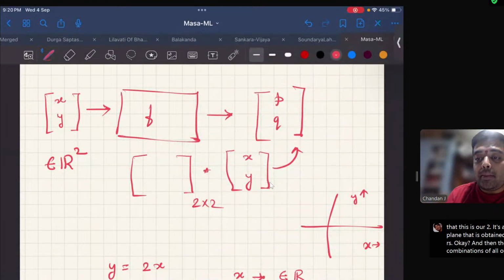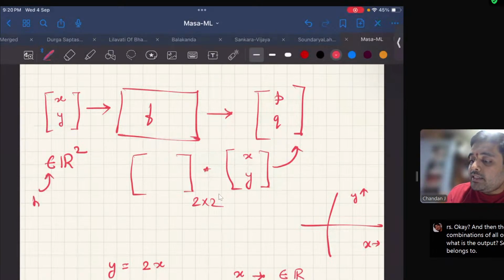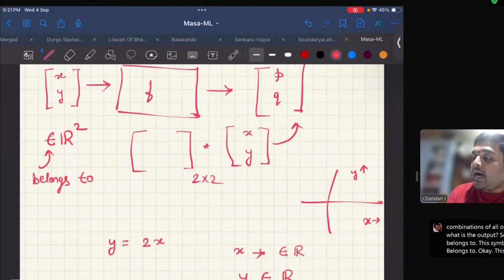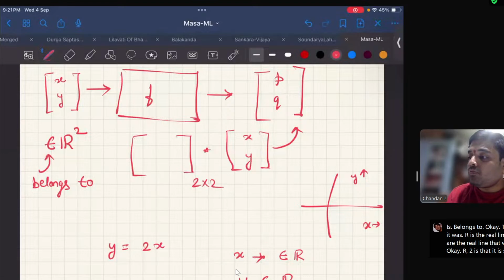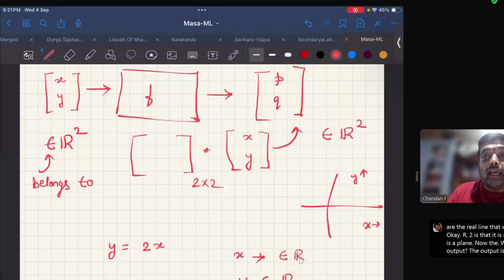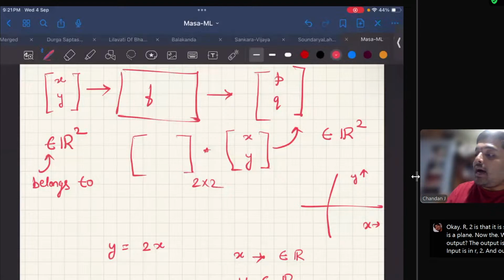And what is the output? Now this symbol is 'belongs to'. R is the real line, the real line that we represent. R2 is saying that it is a plane. Now what is the output? The output is also in R2. Input is in R2 and output is also in R2.